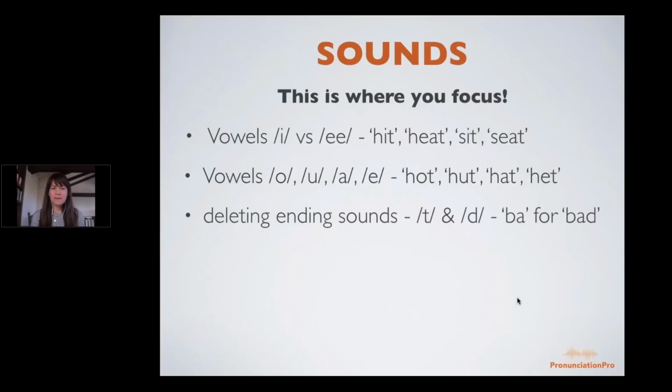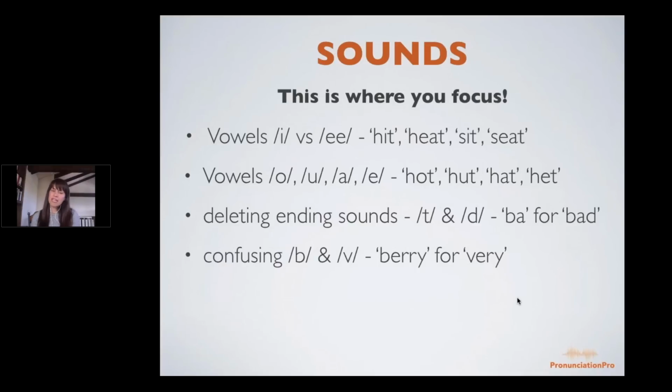All right, deleting ending sounds. This is especially true for the T and D endings for our Spanish speakers. So "ba" instead of "bad." This happens very often in connected speech, where it just gets dropped and we move on. I know there are a few of you here that attend our study groups, and we've worked on this a little bit, but taking out those ending sounds and not getting them in there tends to be a bit of a problem.